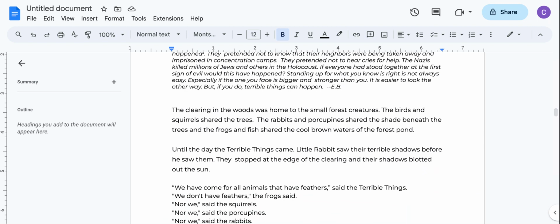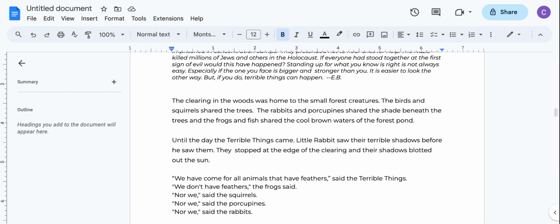Standing up for what you know is right is not always easy, especially if the one you face is bigger and stronger than you. It is easier to look the other way, but if you do, terrible things can happen.